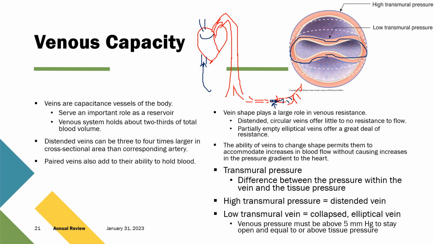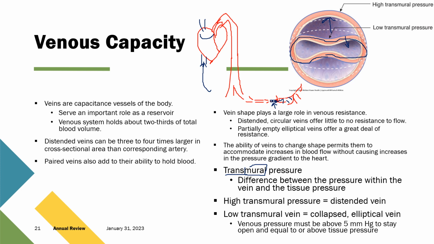So now the vein shape plays a large role in providing venous resistance. The veins do act a little bit resistant to filling with blood, and that's because of their ability to collapse and expand. So you see that when there's a very low transmural pressure, now trans means across, mural would be muscle, so across the muscle pressure. If I have a high transmural pressure, that would mean that I have a very distended vein pushing out the muscle. If I have a low transmural pressure, then I have the muscle pushing in on the vein.